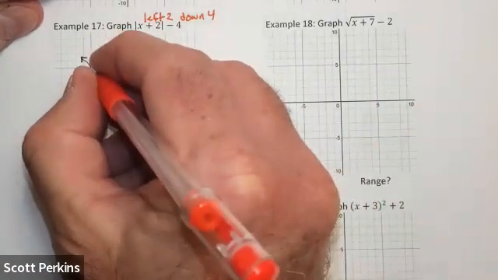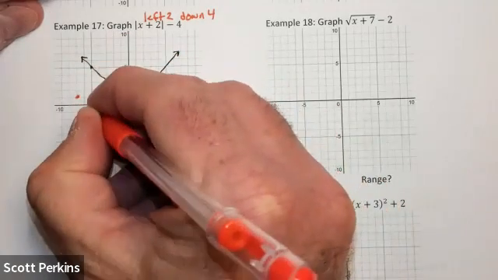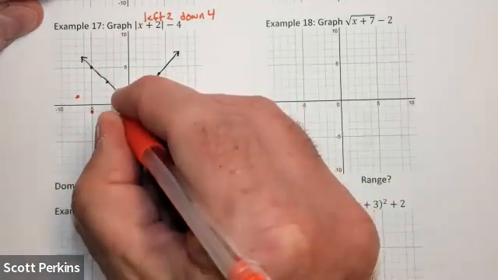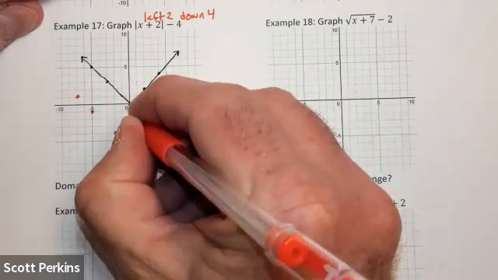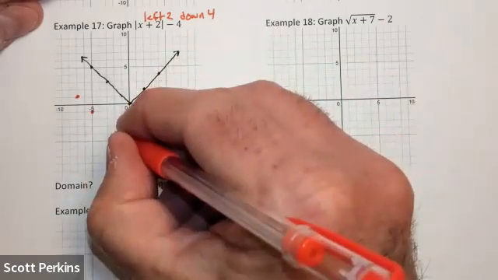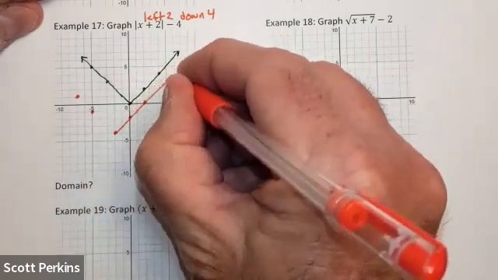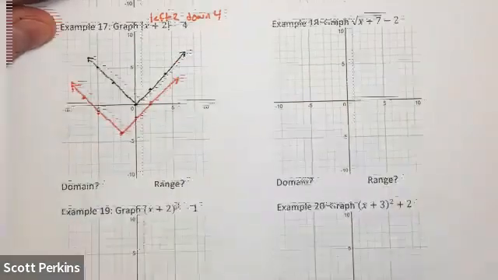So however many you need to do, left 2 and then down 4, boom, left 2 and down 4. The origin, left 2, down 4. Here, left 2, down 4. And finally, this point right here, left 2, down 4. I should still have my V shape. It looks exactly the same as it did. It has just now been shifted left 2 and down 4.